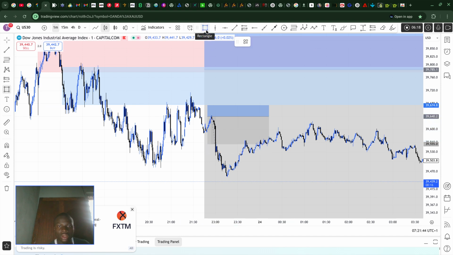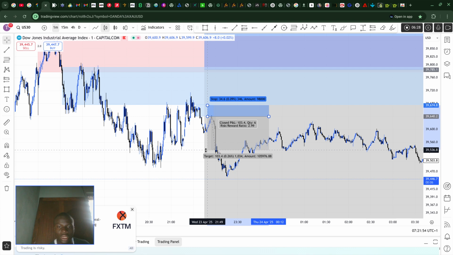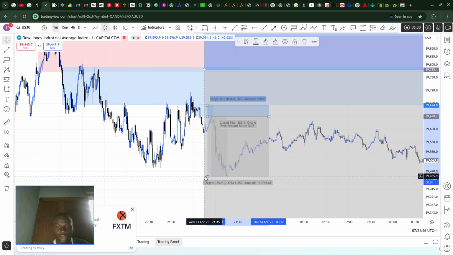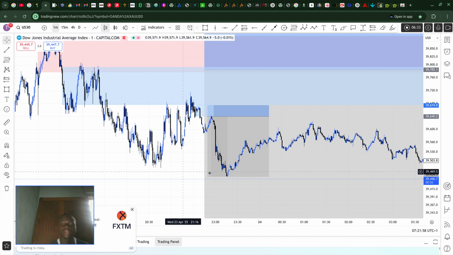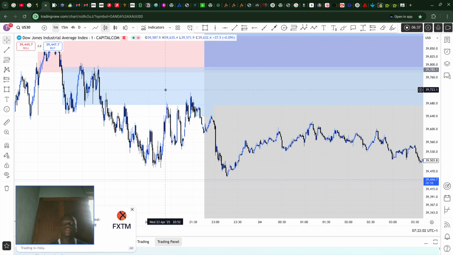So put our supply zone, and target what? Target the week high. And that is the entry. It was a good entry to cash, honestly, but that's gone already.